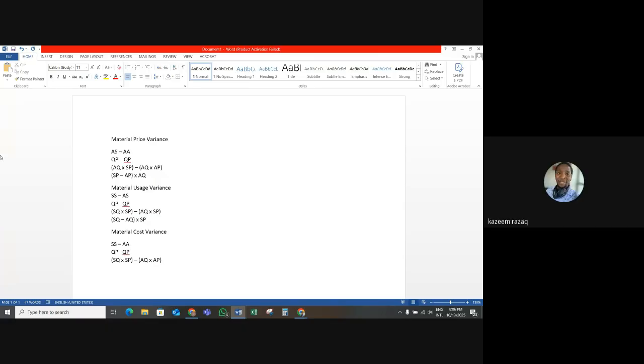Is there anything common in the brackets? No, sir. Nothing is common. So that means you will not have any common factor. That's why in your material cost variance, you will not see standard minus actual multiplied by a common term. Usually you will not see it like that. All right, so this is what we have for material price variance.